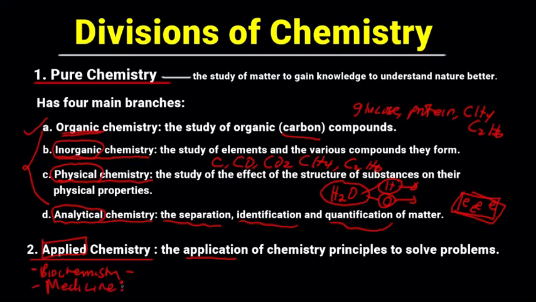Now, we apply knowledge of chemistry to produce pesticides, which aids in pest control, and also to produce fertilizers. All right. Then another area is clothing and textiles. This is also another area where we apply chemistry, where the knowledge of chemistry is used to produce materials like nylon, polyester. Right?